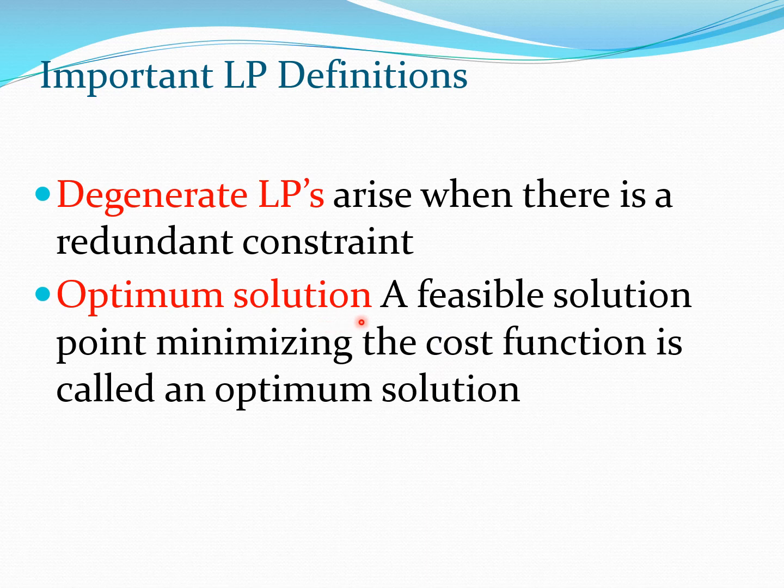And optimal solution is a feasible solution point minimizing the cost function, and this is called the optimal solution. So this is a generic definition which would apply to both linear and nonlinear programming. The optimal solution has to be a feasible solution. That means it must satisfy the constraints. And of course, it should minimize the cost function because that is the practical problem you are trying to solve here.